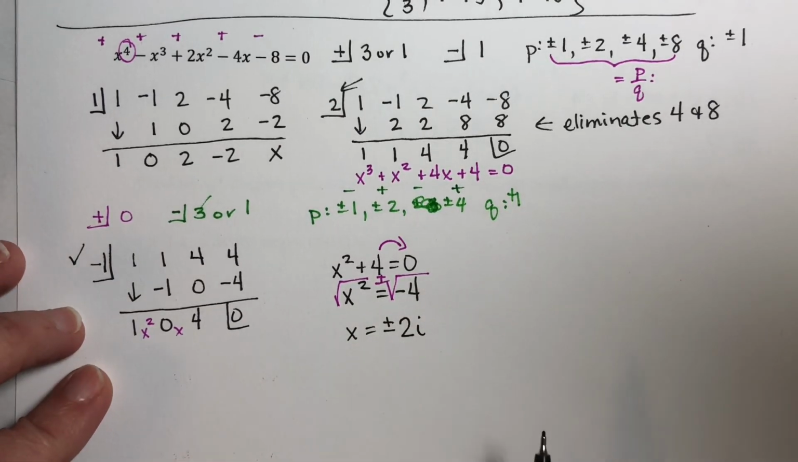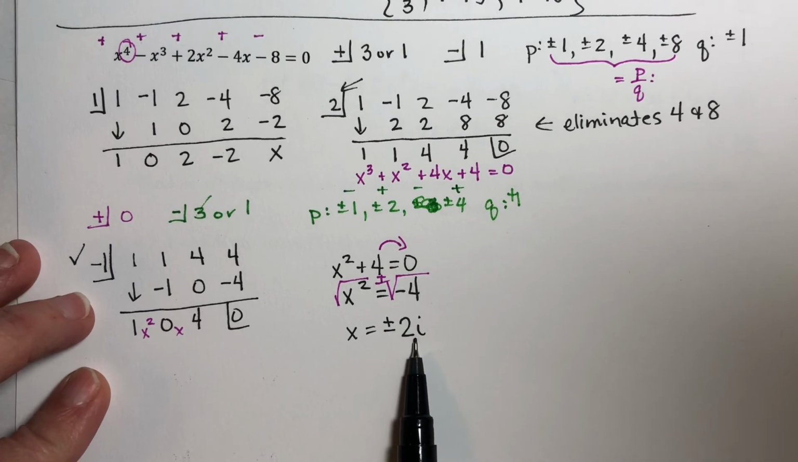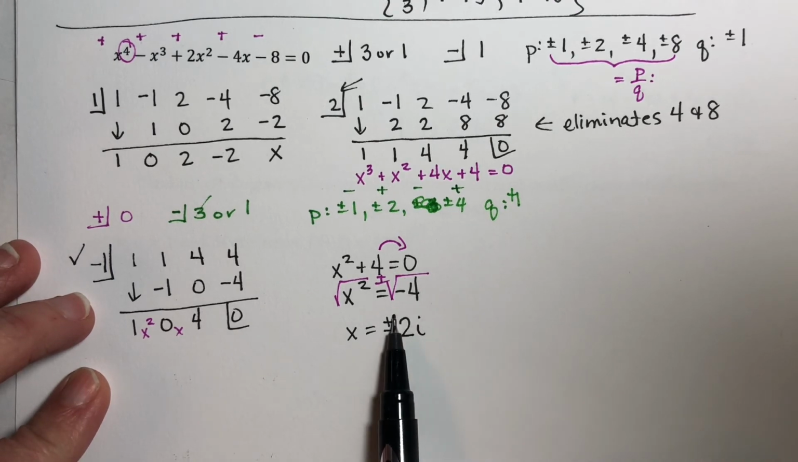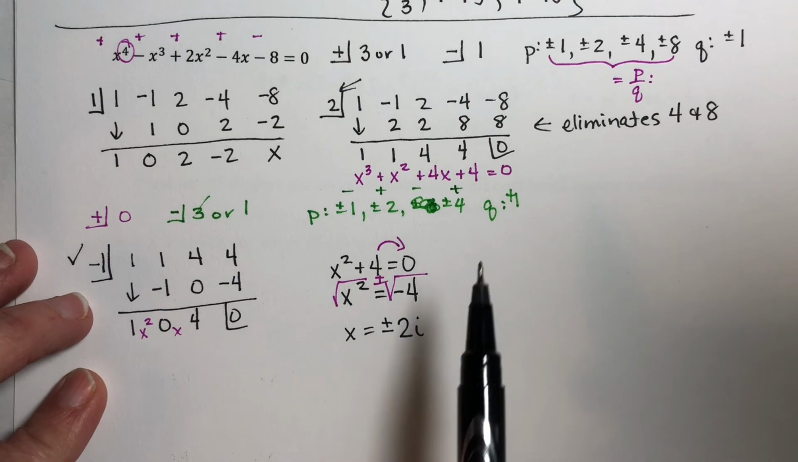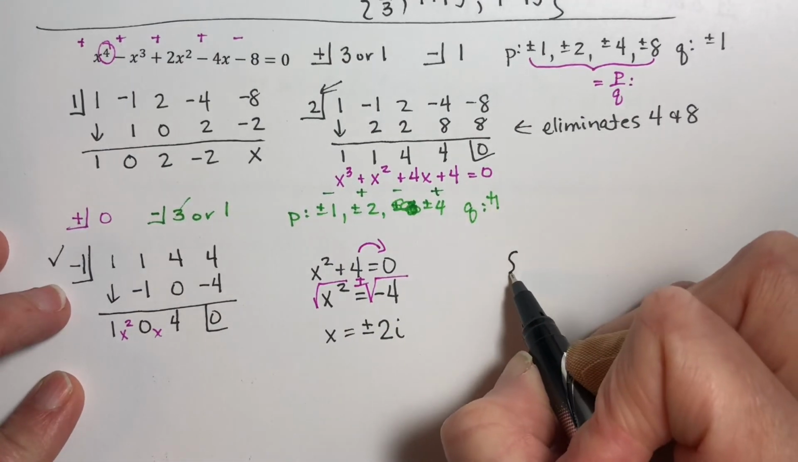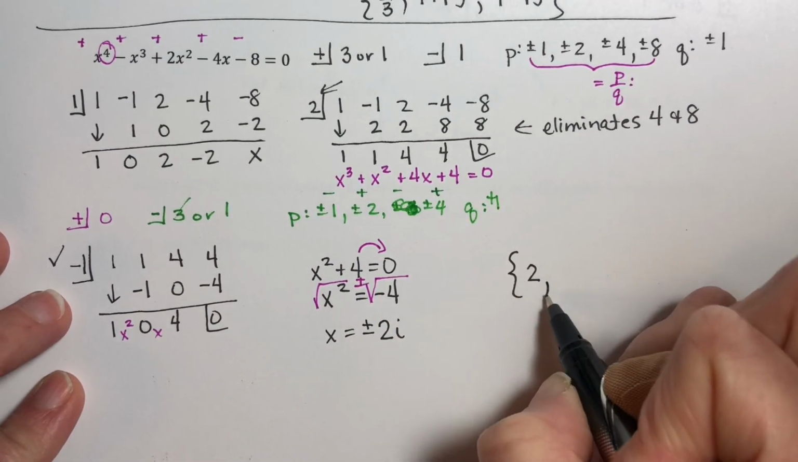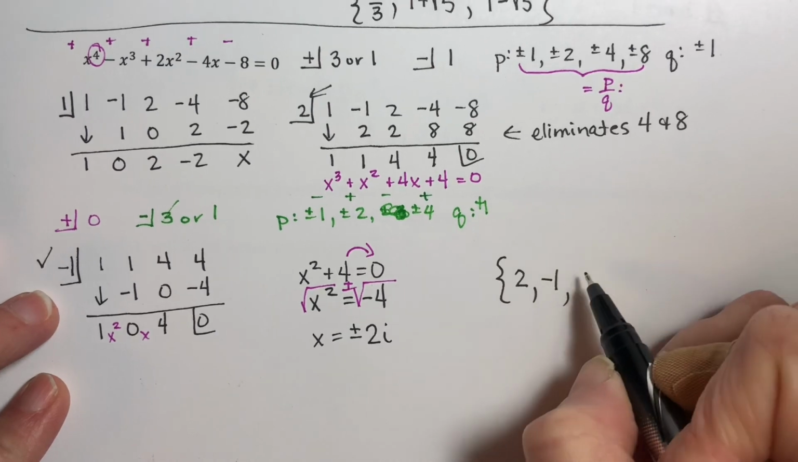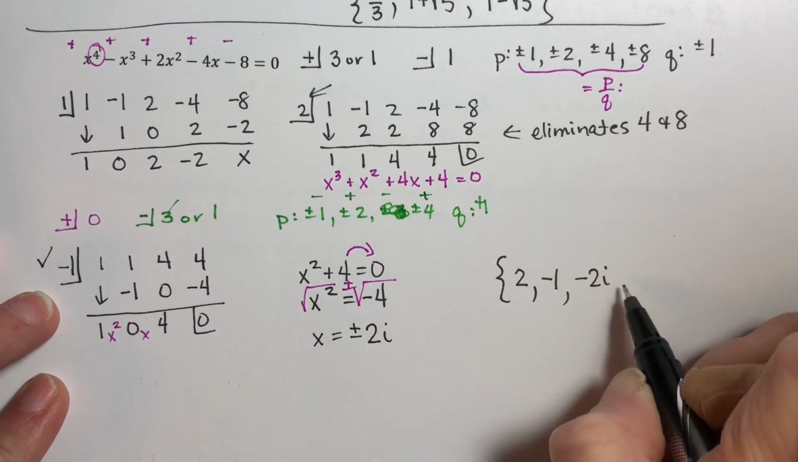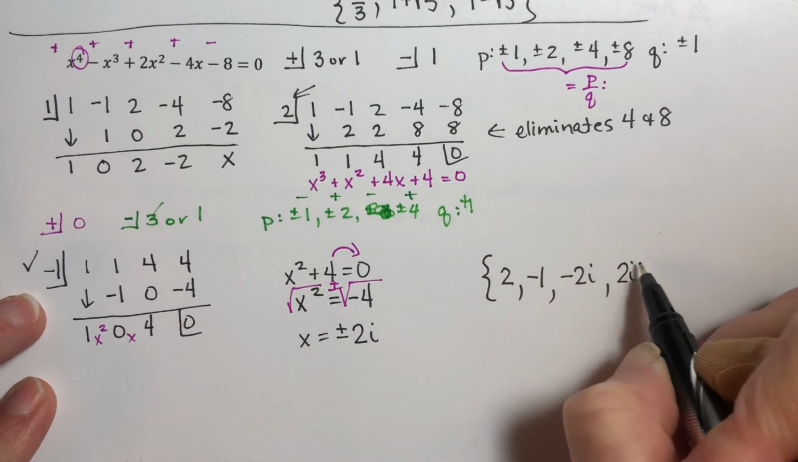Now what we learned earlier is if you have a complex solution, you will always have 2. One with a plus, one with a minus. So your 4 solutions here are 2, negative 1, negative 2i, and positive 2i.